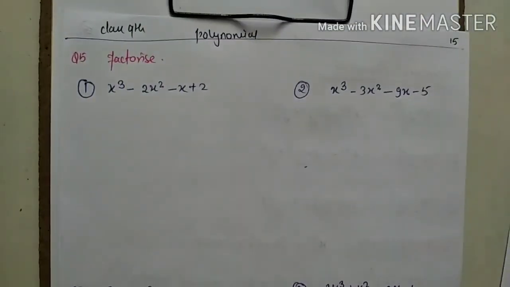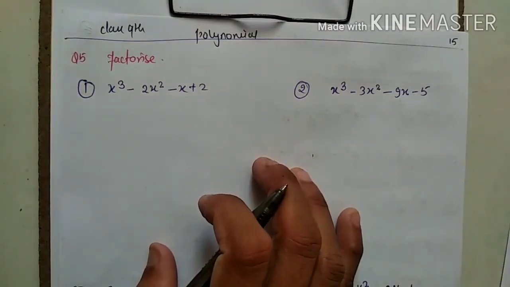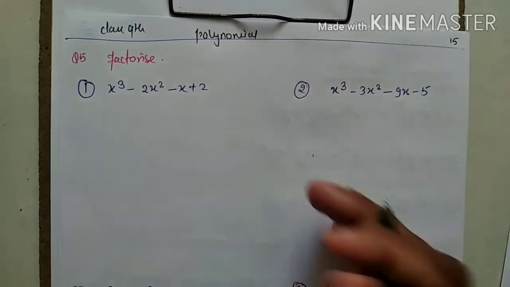Okay. Now come to the next question number 5. Factorization. We will do this question in the next video. First do whatever homework questions you have. Solve it. I will give the solution together with this.